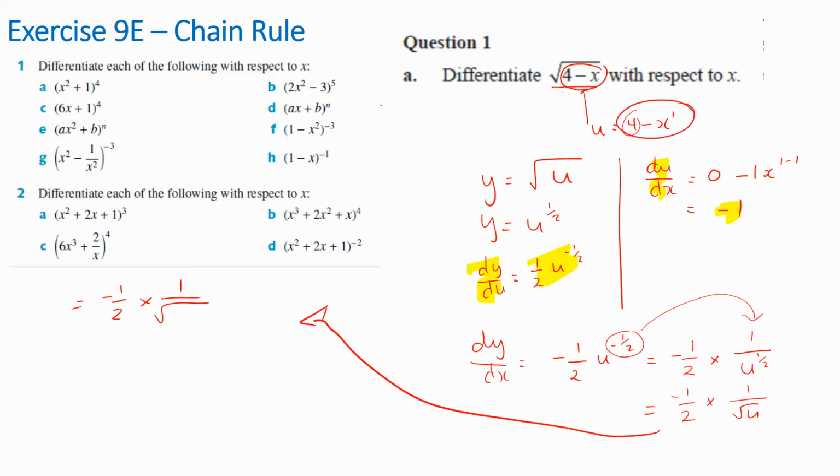U was 4 minus x. And so your answer is negative 1 over 2. See, this looks nicer than leaving your answer with a negative power of half. Don't do that. This is the more preferred answer. Okay? And that was the chain rule.